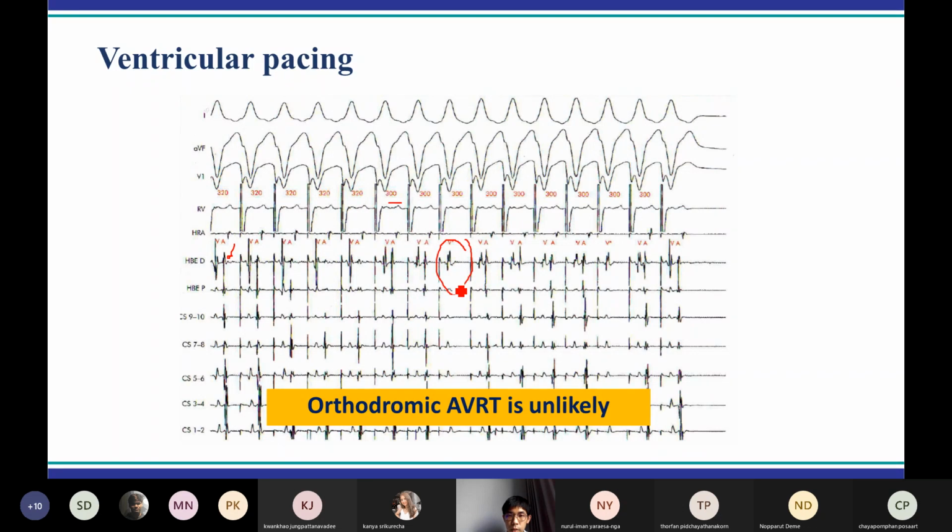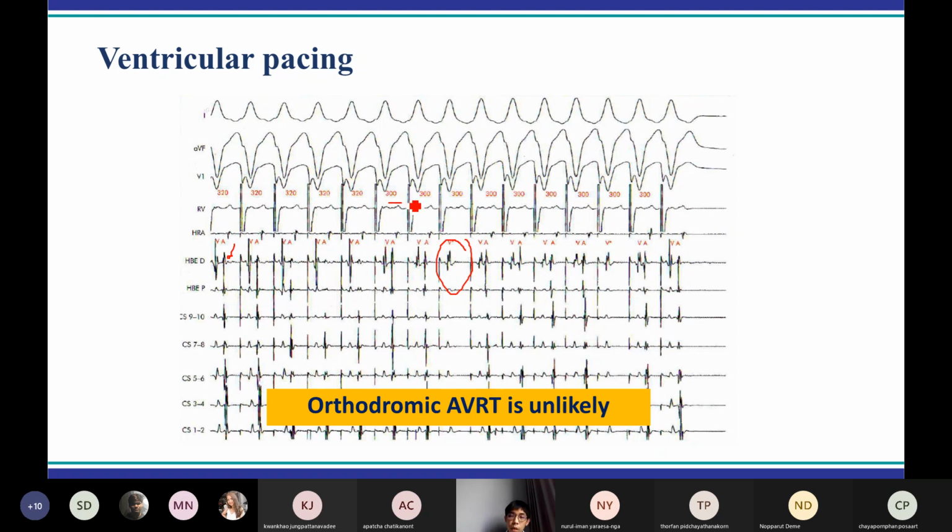Can you explain it again? Okay, here, when you do the ventricular pacing, it gives you a concentric retrograde atrial activation. The concentric retrograde atrial activation is likely to go retrograde from the ventricle to the His and AV node and back to the atrium. This one is okay.